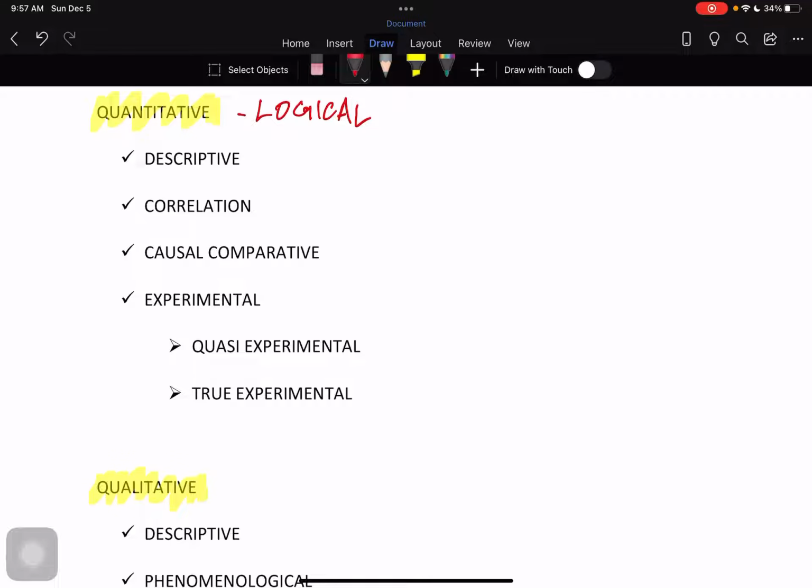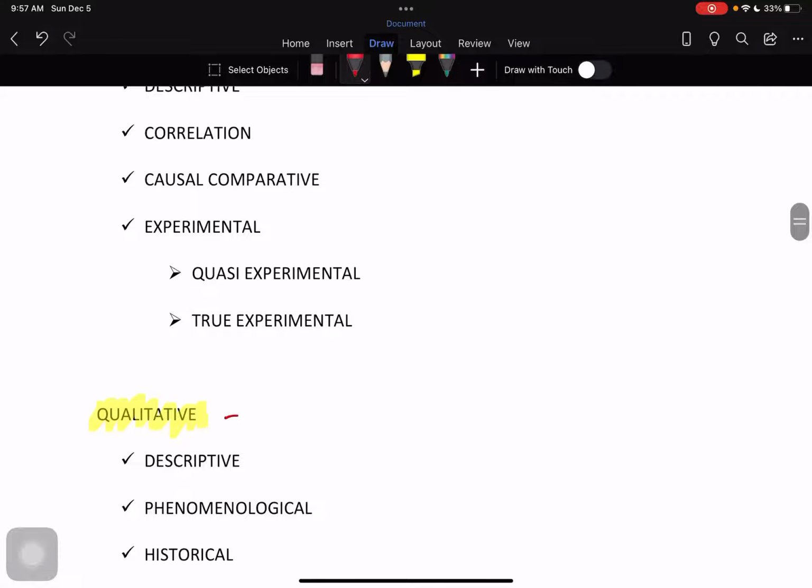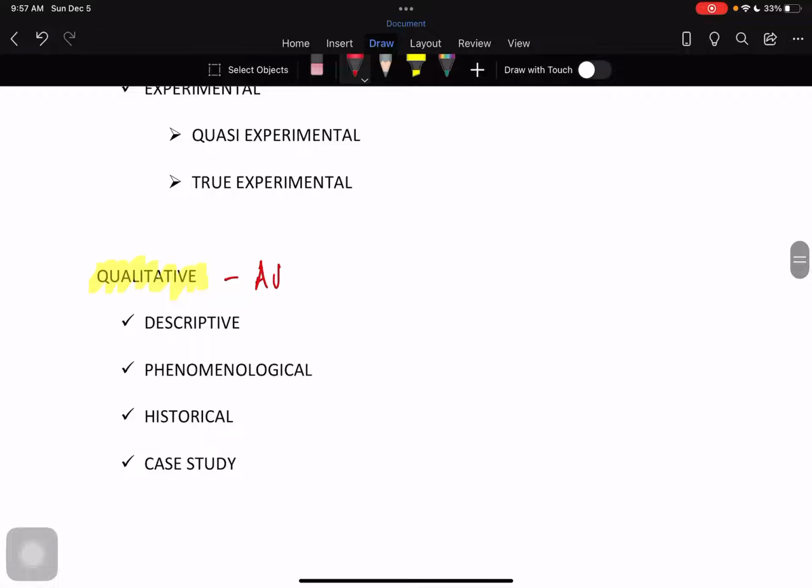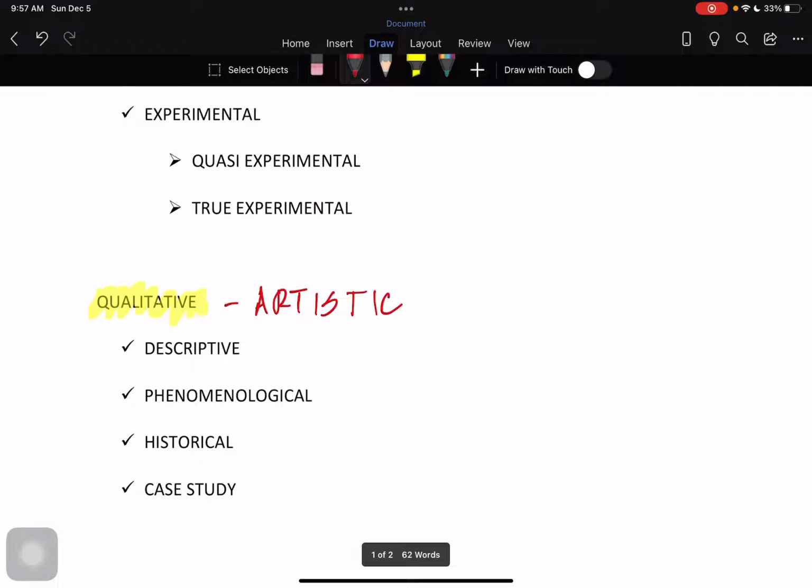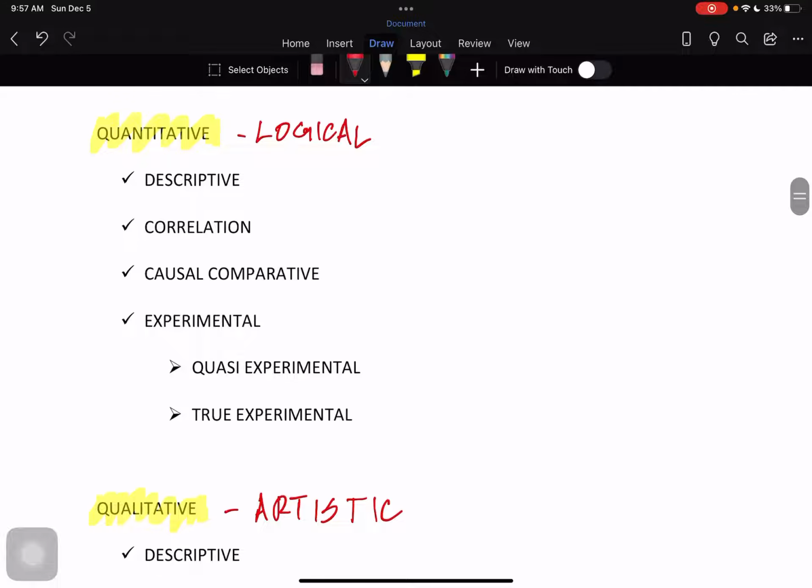So, if this is compared to the two hemispheres of your brain, the left and the right, I would put, personally, this is my opinion, quantitative on the logical side, while qualitative can be placed on the artistic side. I'm going to explain later on. Okay? So, why is it logical and artistic? When we talk about quantitative, quantifiable, when you quantify something, generally, it can be measured. Anything that can be measured.